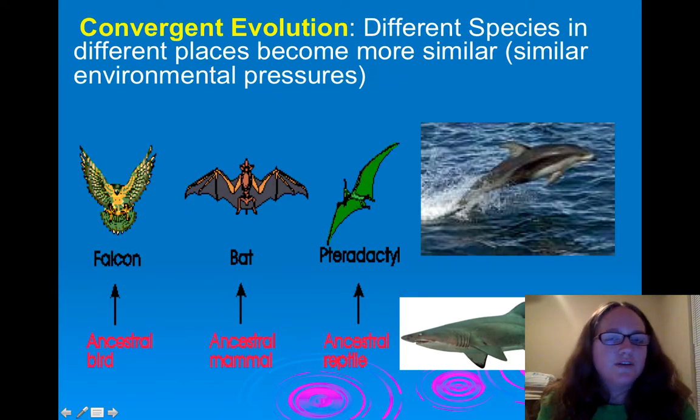So kind of the opposite of that is convergent evolution. This is when different species in different places become more similar, usually because of their environmental pressures. So for example, falcon, bat, pterodactyl, obviously living in different times, but they all adapted the same kind of flying mechanism. Same thing for dolphins and sharks. They don't necessarily live in the same area, different types of sharks and dolphins, but they have adapted in the water, and they have adapted that same kind of aerodynamic body style.